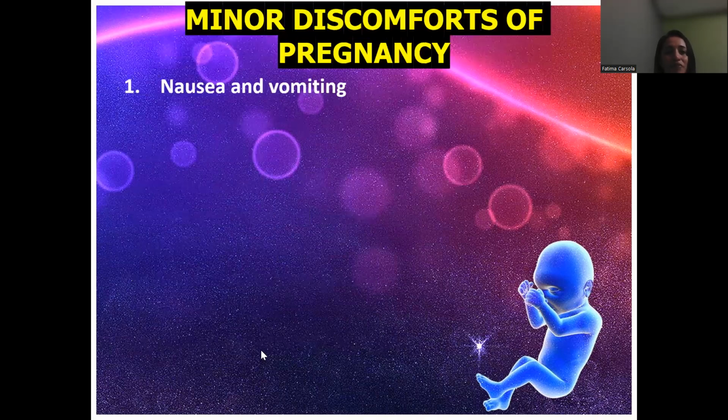Another topic is minor discomforts of pregnancy. Number one is nausea and vomiting. It's morning sickness, and the nausea is because of the glucose depletion of the mother, because the glucose of the mother is being used by the baby for his brain development, since the brain is one of the organs that will first develop in a baby. And vomiting might be due to human chorionic gonadotropin, psychological stress, and thyroid dysfunction.